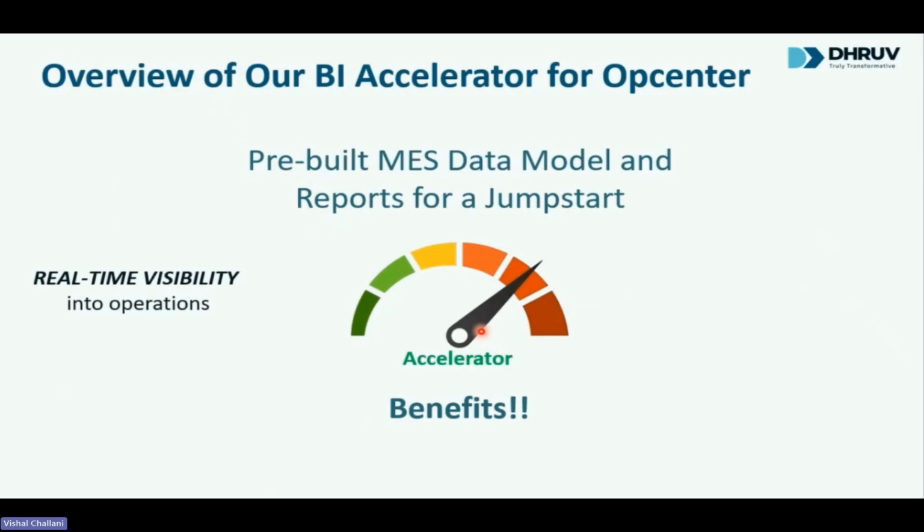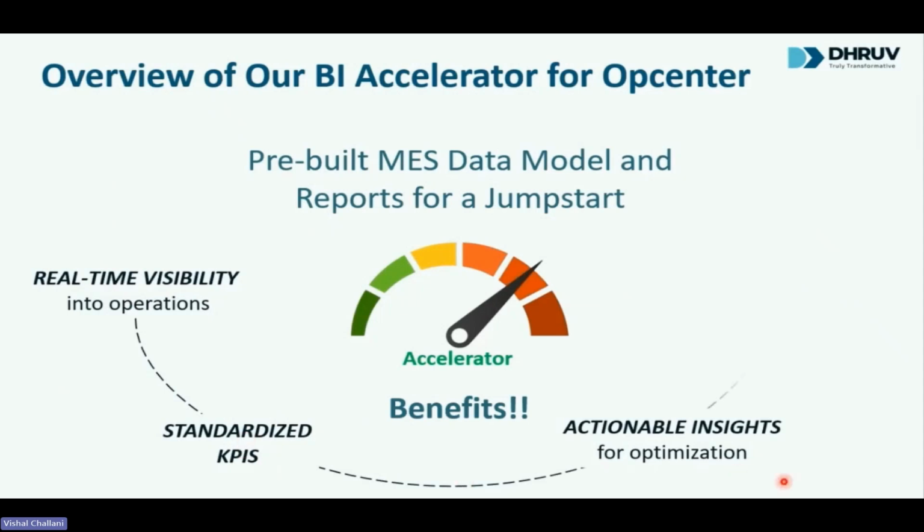Let's see some of the key benefits of our BI Accelerator for Opcenter. You can gain instant insights into production quality and operational metrics, track key KPIs like availability, performance, and quality consistently, identify inefficiencies, optimize resources, and enable data-driven decision making, and break down silos between operations, production, and quality teams. Our BI Accelerator integrates seamlessly with Opcenter MES, leveraging your existing data to provide a unified real-time view of manufacturing performance.